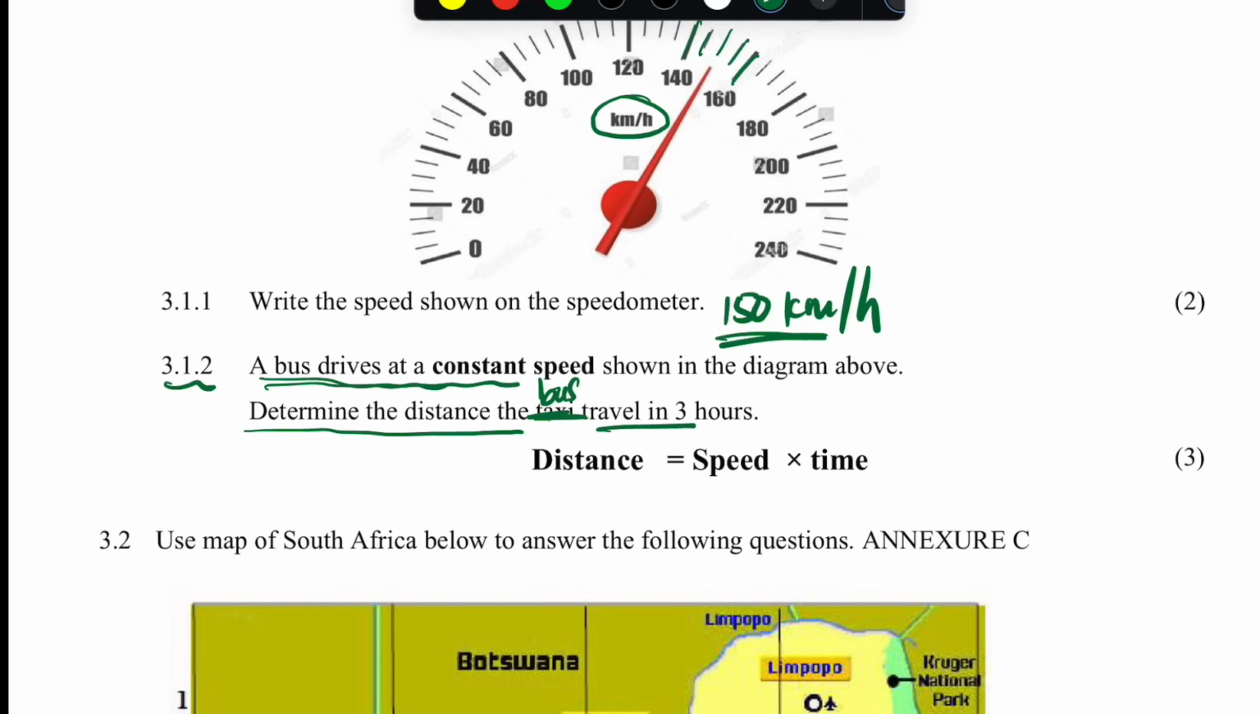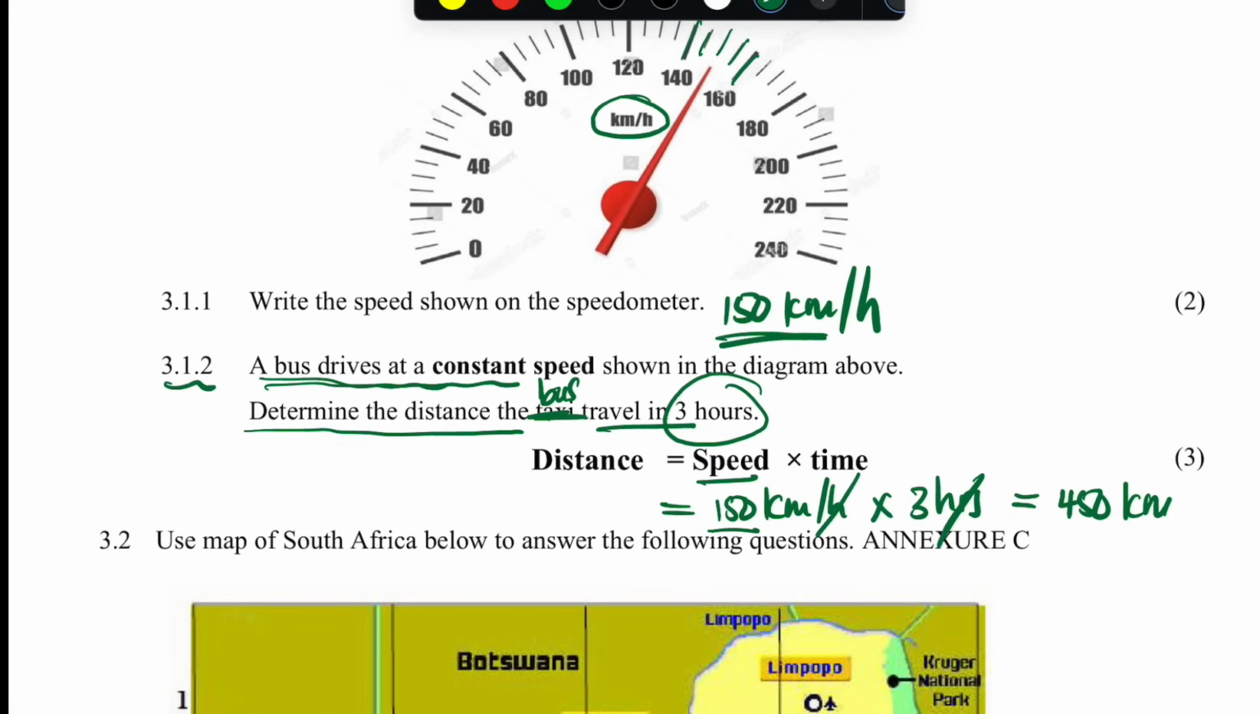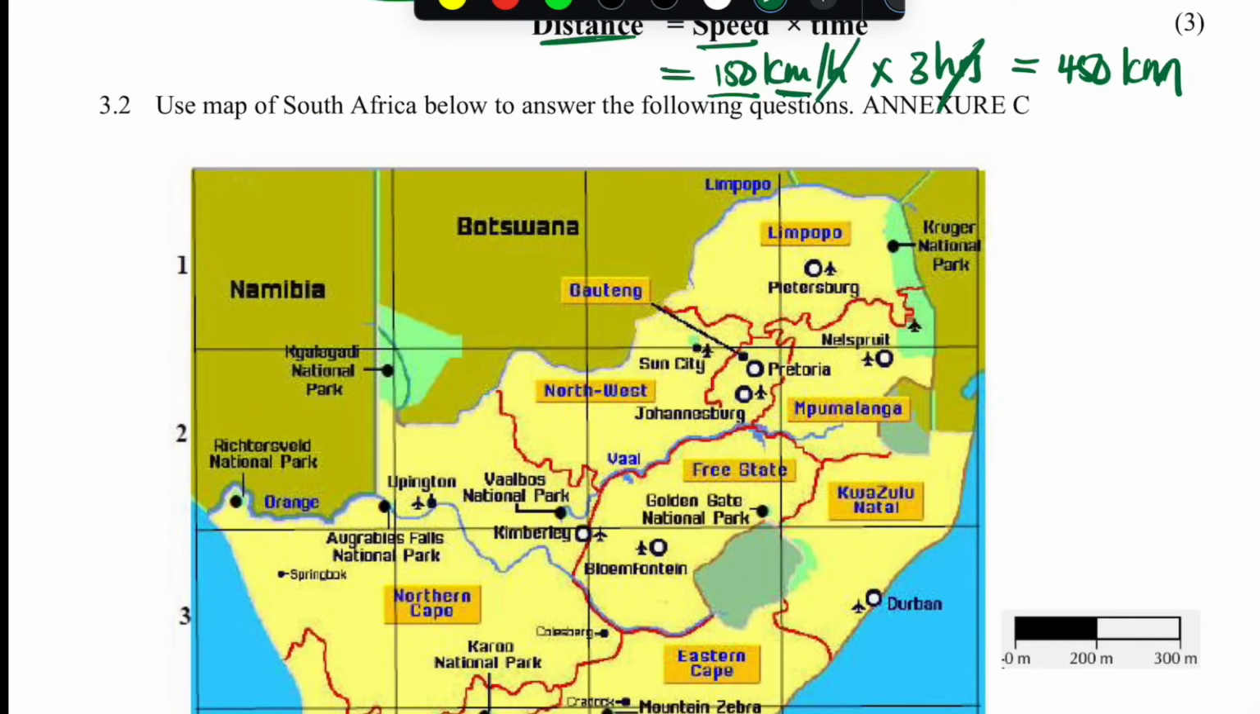So we are given this formula, guys. You're going to use this formula, so you're going to rewrite it in your question paper. You take the speed which is what? It's 150 kilometers per hour. We times it by what? By 3 hours, right? When you times it by 3 hours, the hours will cancel, and then 150 times 3, it's going to be what? 450 what? Kilometers. You're left with kilometers. So that's the distance it will travel for 3 hours.